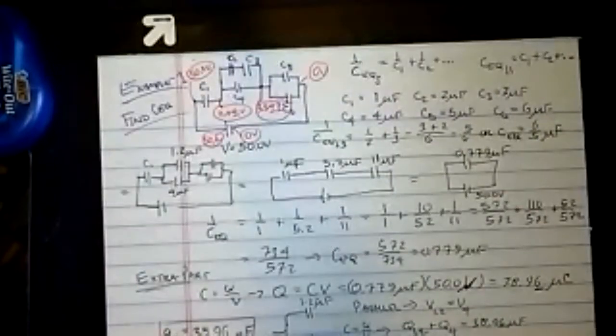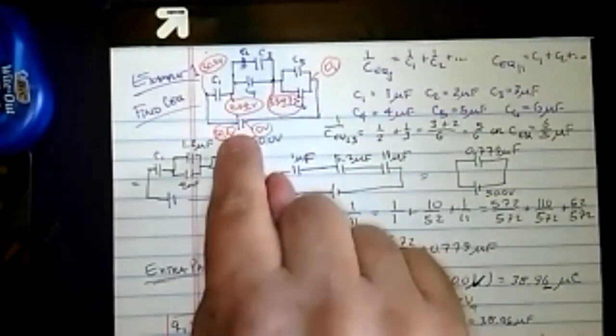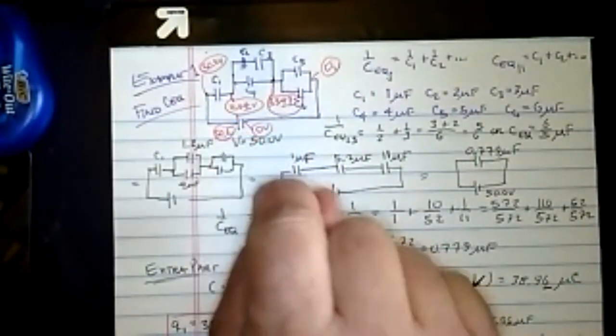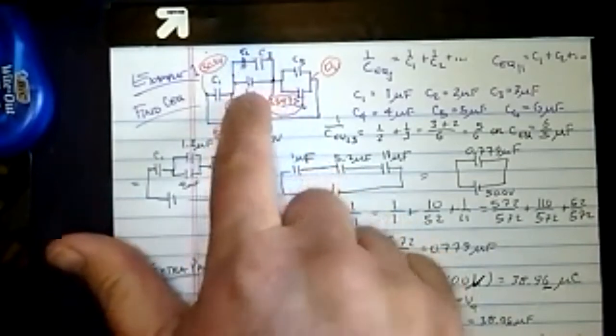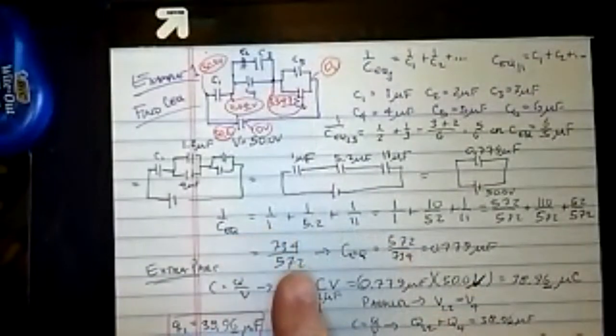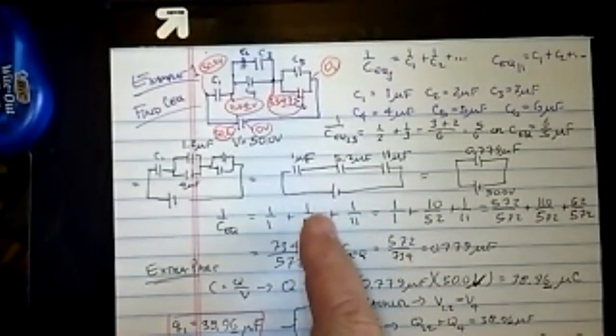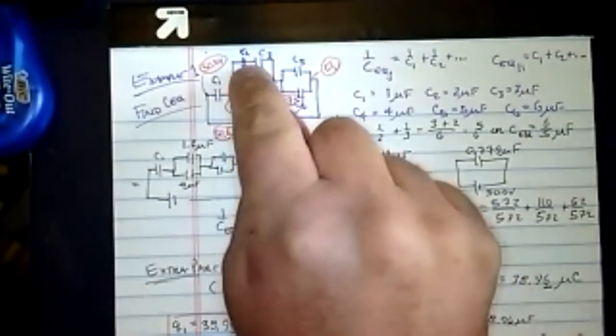Just to recap what I did, because I know it was a lot. I realized I had a 50 volt source here, and I had 1 microfarad, 2 microfarads, 3 microfarads, 4 microfarads, 5 microfarads, and 6 microfarad capacitors. That's why I labeled them that way. And I one by one started from the deepest one, I'd just say innermost, like this.